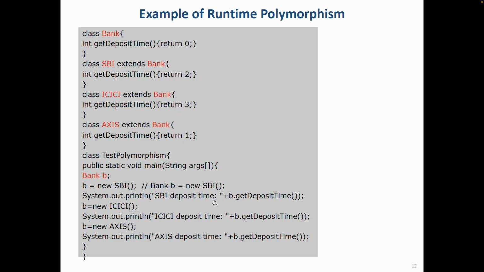So let's look at it. Here is the main thing. I'm always calling the same function, b.getDepositTime. So from a compile time perspective, if you just read it, I'm calling the same thing from the same reference. But at runtime, I'm always getting a different result. I first put an SBI object. So when I call this, it will go to this one, and it will return 2. And then I convert it to ICICI. So when I call this again, now it will go to here, and it will print 3. And then I put the Axis object here. So when I call this again, now it will go to here, and it will print 1.